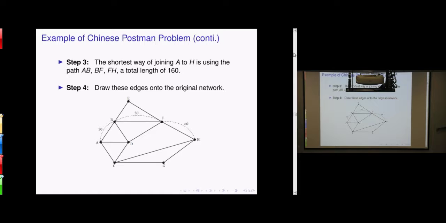Now step 4, we draw these edges onto the original network. This is what I mean by duplicating the edges. You are going to retrace the edge AB, so it's just like you add this dotted line, duplicating the edge AB, with the same weight, because each time you travel forward or backwards it is 50 meters. Similarly for these other edges. So this is step 4.